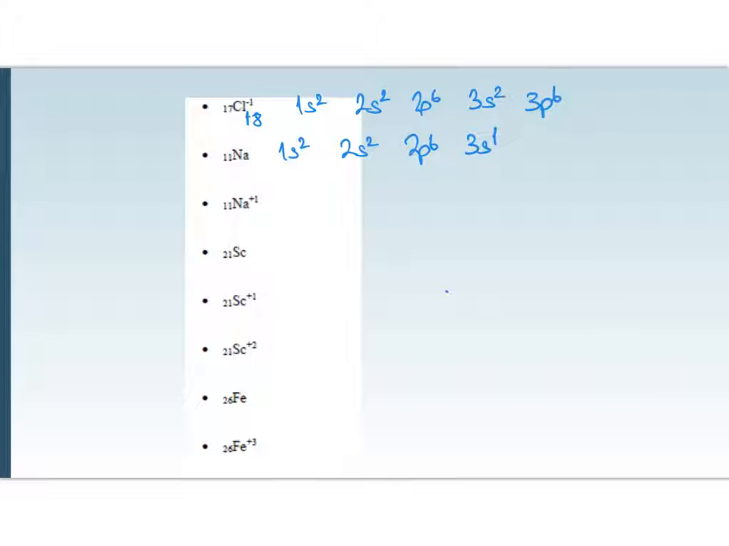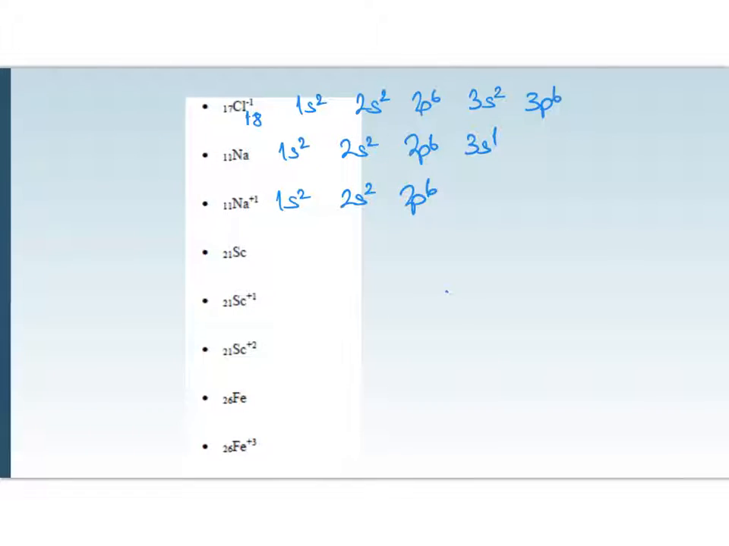Now sodium plus 1 cation. When you remove one electron from an atom, this means that you're going to remove that electron from the highest energy level. You cannot just take this one electron from here or from here, but from the highest energy level, the third one. So the electron configuration is going to be just like neon. Again, it's going to be stable.